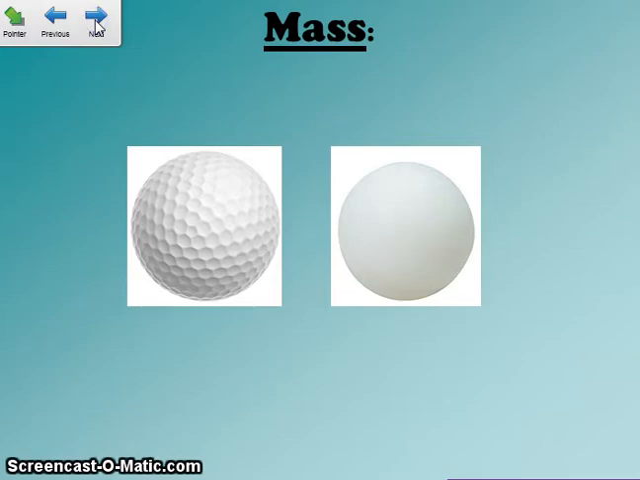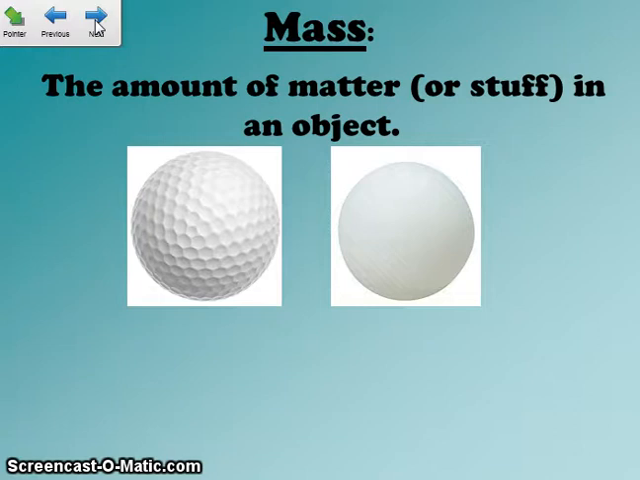Well, it all comes down to the fact that mass is the amount of matter or stuff in an object. Matter is all those little tiny particles that we've been talking about in class. So the more matter, the more particles that an object has, the heavier they are. Each particle has a tiny bit of mass, and the more particles you add, the heavier the object will get.